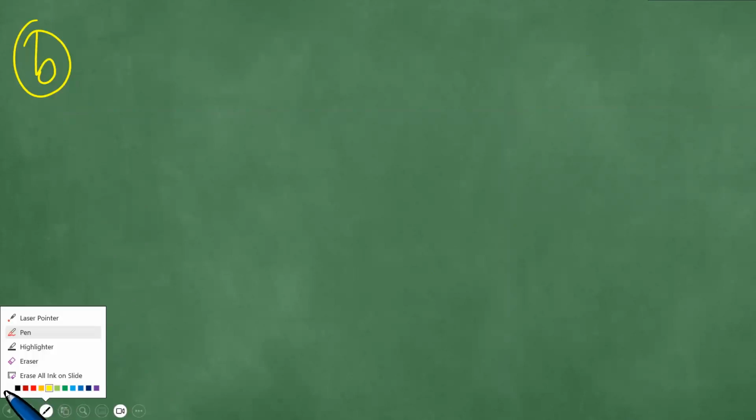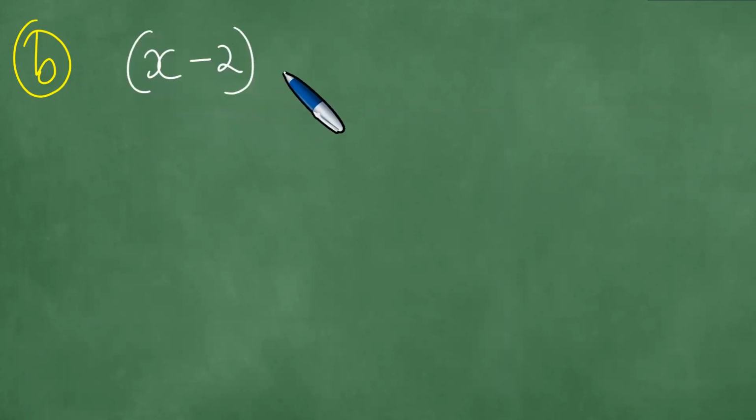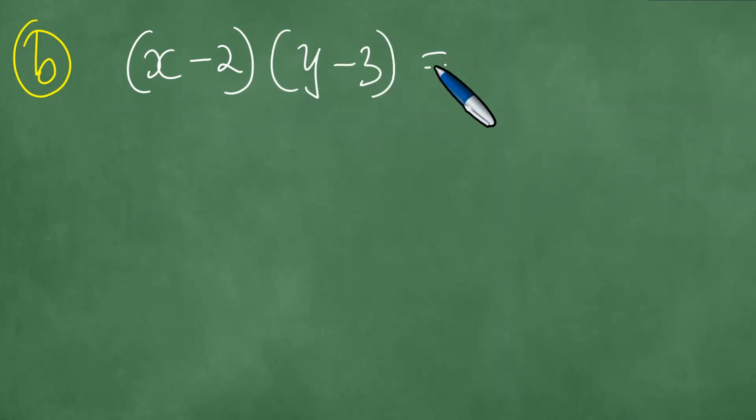So we're looking at part B now. What we have is x minus 2 times y minus 3, and the result is what? It's 0. Yes, because this is what was given. We're given this equation, so we write it down.